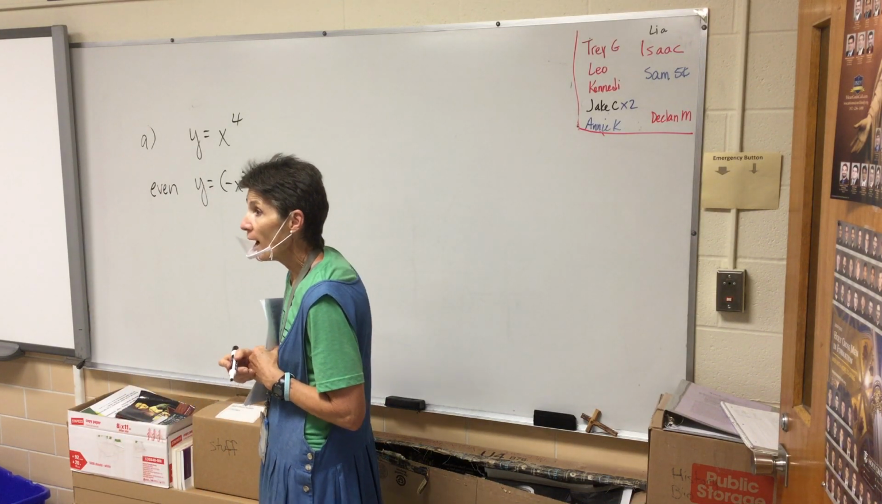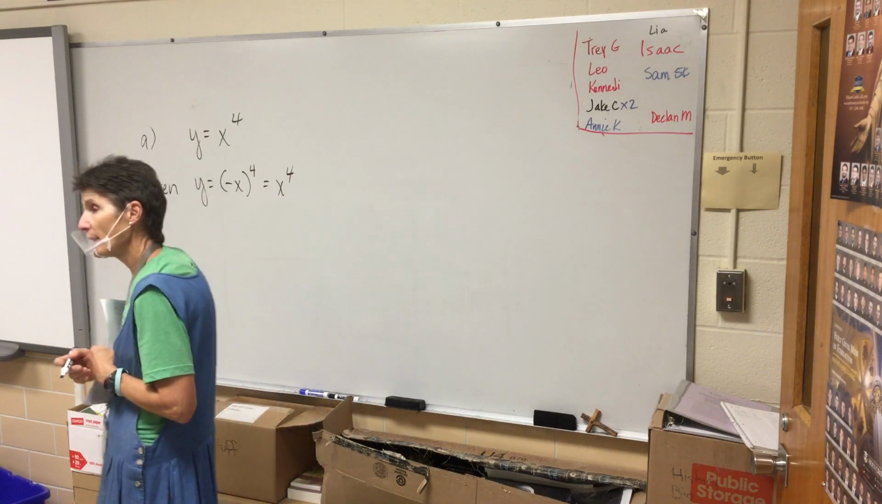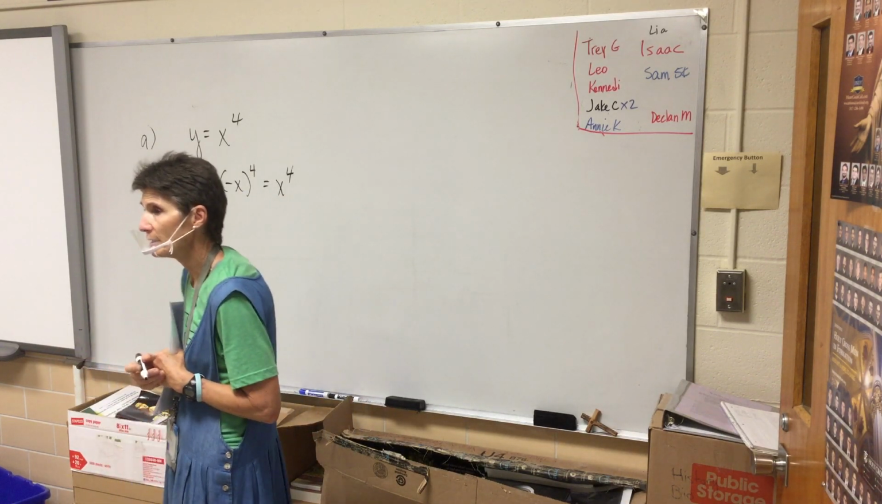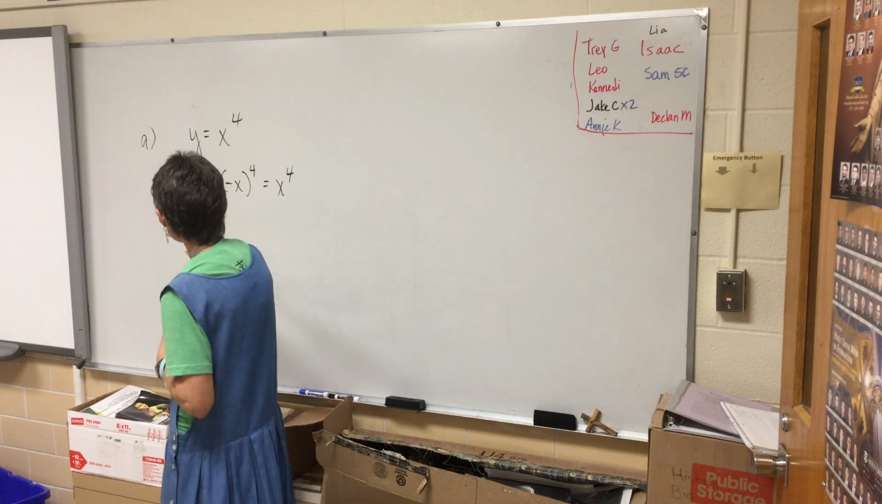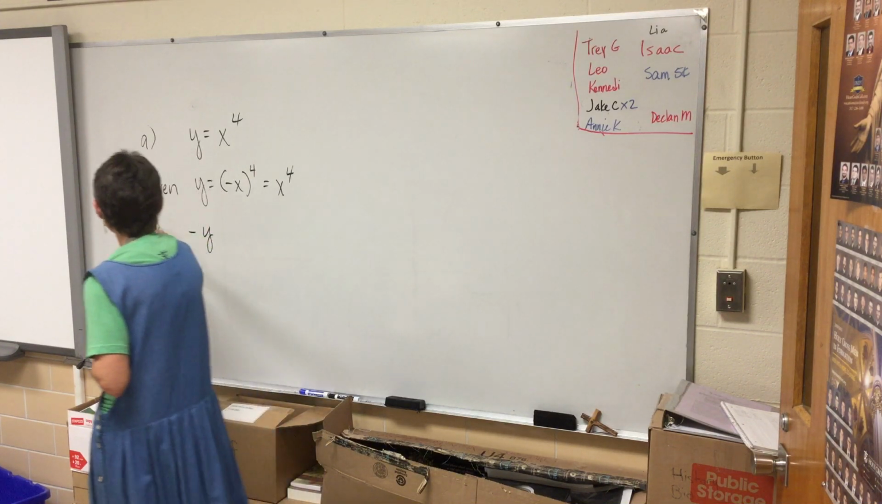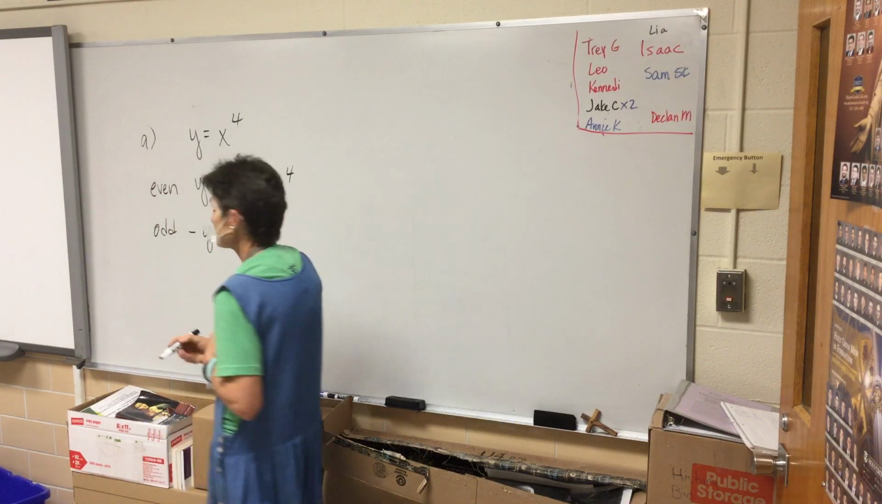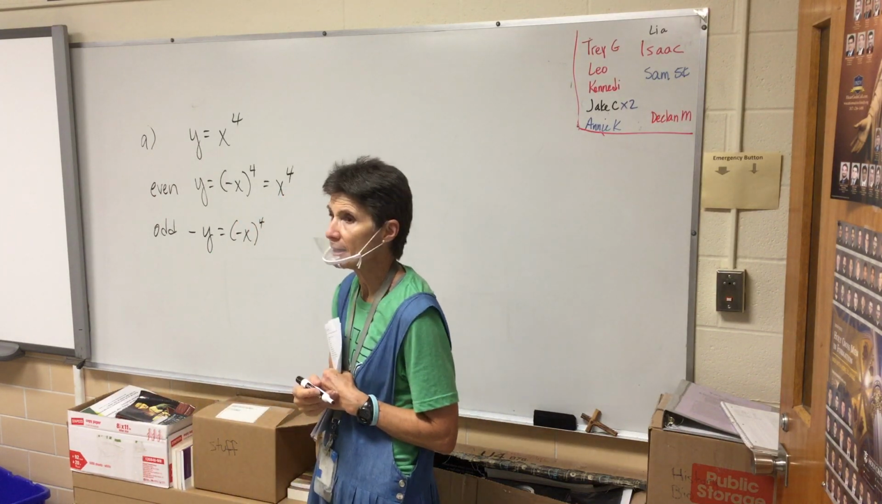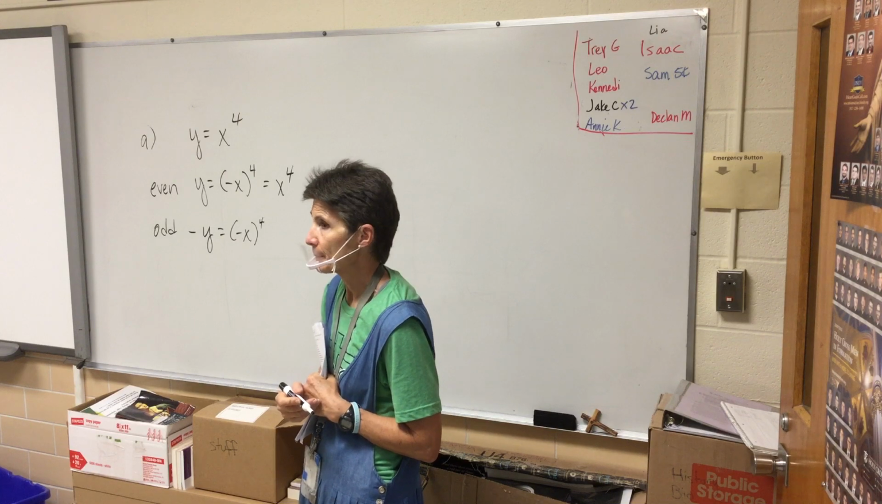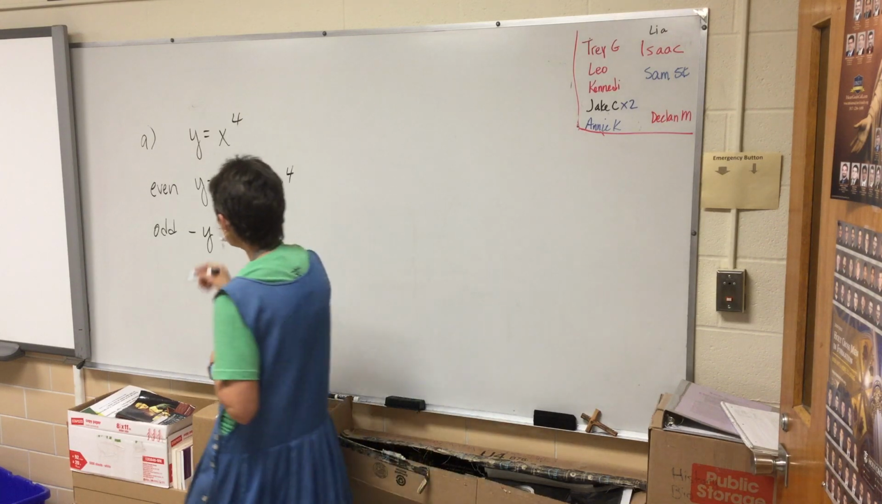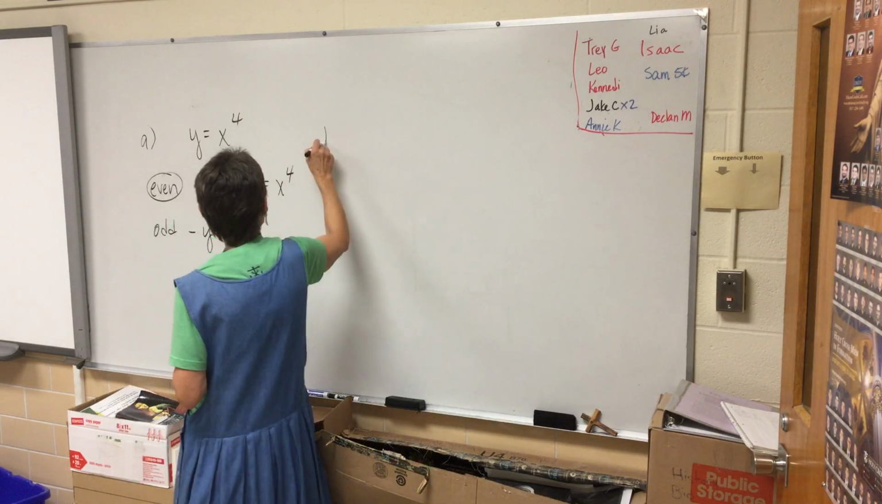Let's check it for odd. What's the symmetry for odd, or what's the test for odd? The origin, which means we change the sign on both. Is that going to simplify to the original? No. So it is even but not odd.